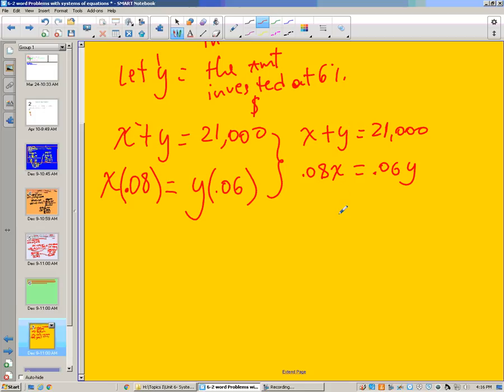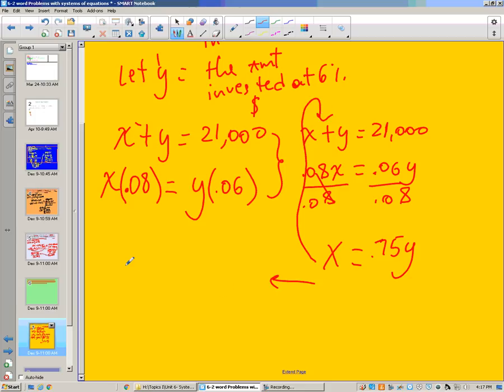I'm going to substitute one back into the other. So I'm going to take this guy here and isolate the x. I'm going to divide by 0.08 and 0.08. So x will be 0.06 divided by 0.08, so it's going to be 0.75y. Now this is going to be nice, because all I need to do now is plug it back in here. See how that works? So what would that look like? That's going to be 0.75y plus y equals 21,000.